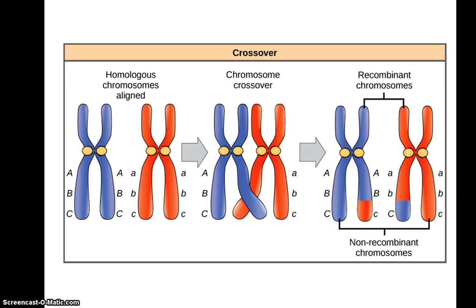So again, here's another picture crossing over. We've got our homologous chromosomes. We'll get the chiasmata right there where they cross over, and now we get new combinations. If you look here, we have a lowercase c, which maybe is color of your hair, with uppercase A and B, and vice versa over on the red one. So that's where prophase 1 is, where crossing over will occur.